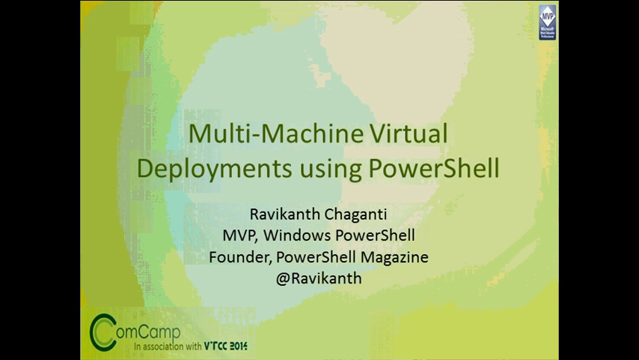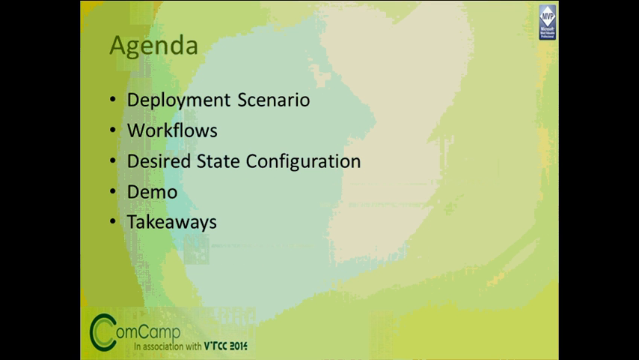The way I've structured this session today is I have a sample deployment scenario. Let me first talk through that. Once you understand the sample deployment scenario, I'll show you different approaches that can be used to solve the problem at hand. And then I'll take you through one of the approaches, which is using PowerShell workflows, in my demo. And then we'll talk about how exactly we should be approaching a problem like multi-machine deployment automation using PowerShell or any other scripting language for that matter.